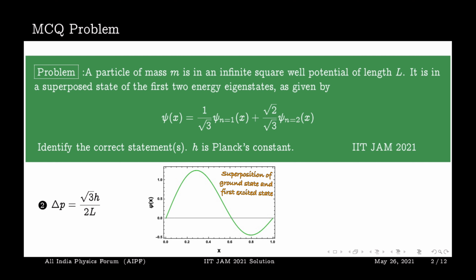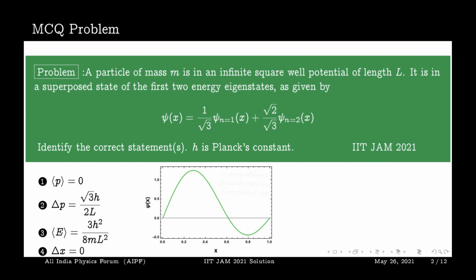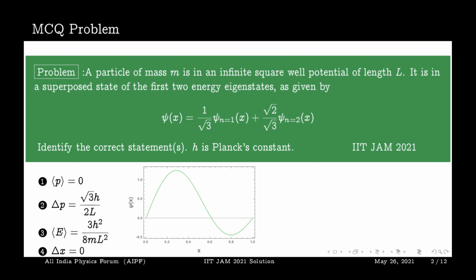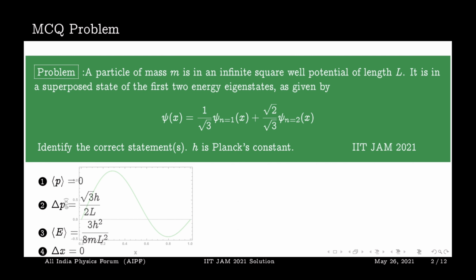Delta p is square root 3 upon 2 h over L, and expectation of p is 0, uncertainty in position is 0, and the energy's expectation value is 3h square upon 8mL square. So we need to verify these facts, and the information is given as above.